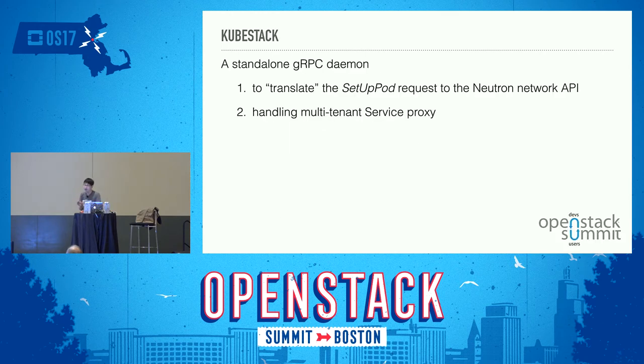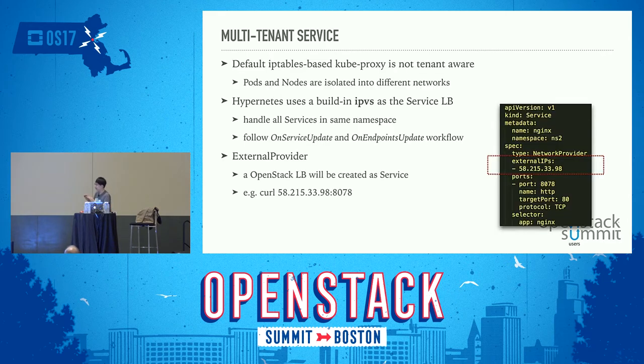But it's also responsible for handling the multi-tenant service proxy. The reason I say so is because the default iptables-based Kubernetes proxy is not tenant-aware. For example, your pods and nodes can be isolated into different networks in a multi-tenant environment. So that's why in Hypernetes, we have a built-in IPVS as a service load balancer in the pod, and it will be able to handle all the service updates in the same namespace. So there will be no network isolation here. And we also follow the standard on-service-update and on-endpoint-update workflow in kube-proxy to make sure that all the services and the endpoints here are kept up to date.